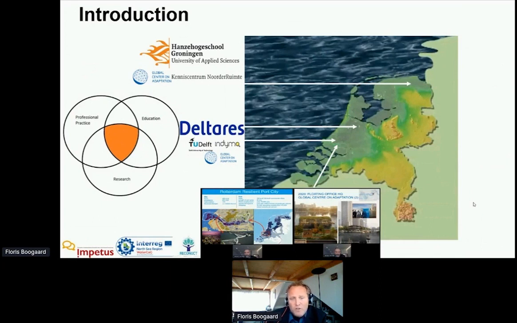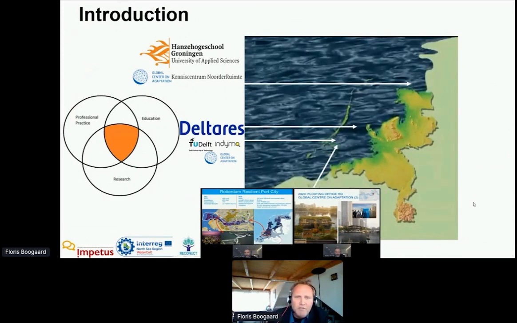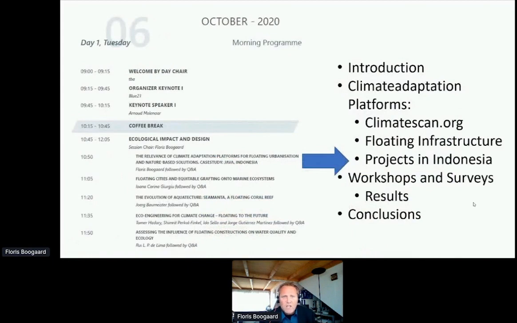And we saw a lot about Rotterdam already, but also the other regions, of course, might get flooded if the dikes would break. So you will see that this is a very important topic. And without the dikes, I need a lot of floating offices, so to say. So my introduction was this. I will tell you about climate platforms and climate scan in particular, where floating infrastructure is being mapped. We will talk about some workshops in Indonesia and end with some conclusions.